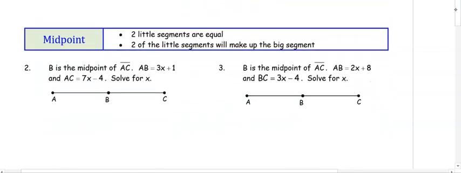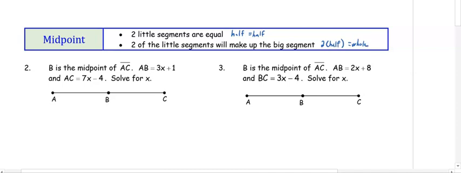With segments, we also have midpoints. So midpoints can set up two different types of problems. We can either have the two halves are equal to each other. So we have little segment equals little segment, or half equals half. Or we can have two little segments equal the whole part. So we could have 2 times a half equals a whole segment.